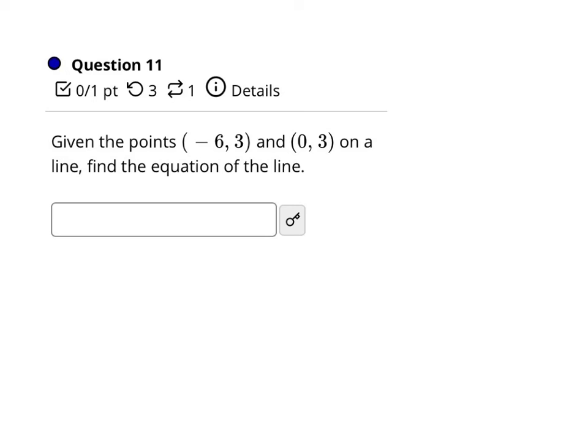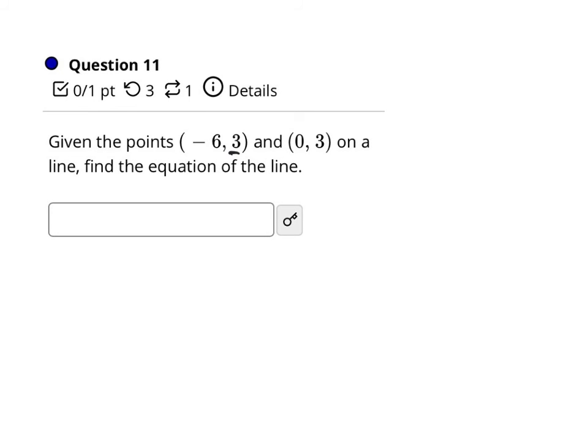This next problem, notice the y's are the same. So that means y equals 3. That's going to be our equation. Notice with this one and the one before it, you don't have an x and y in the equation. You just have the y, or in the last one, you just have the x. This is a horizontal line. And what it means is no matter what x is, y is always going to be 3.